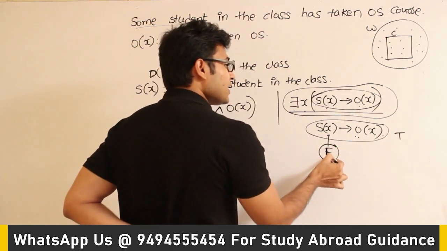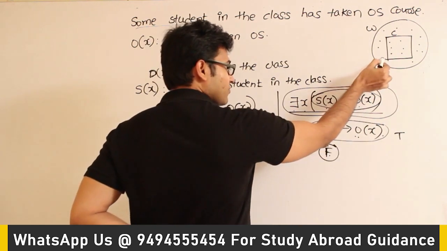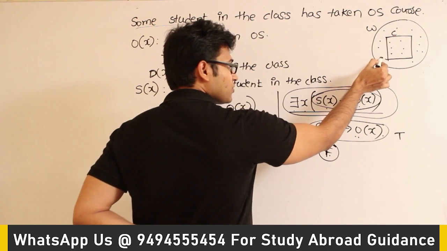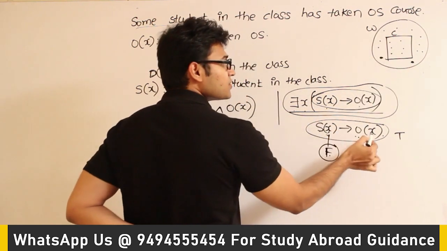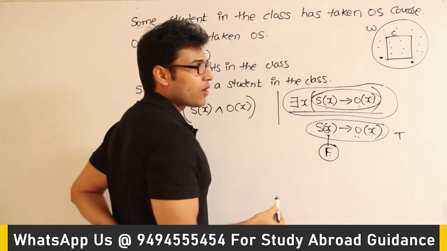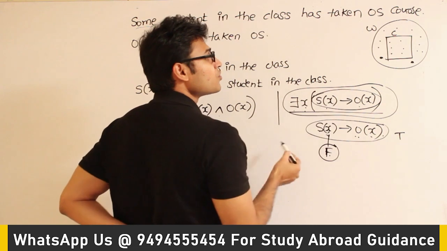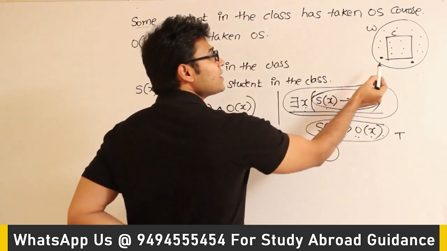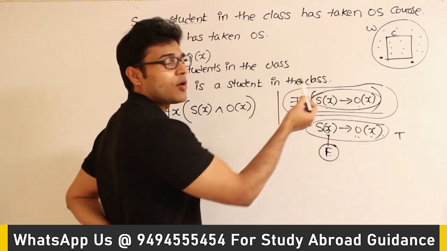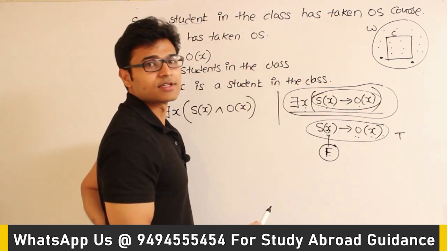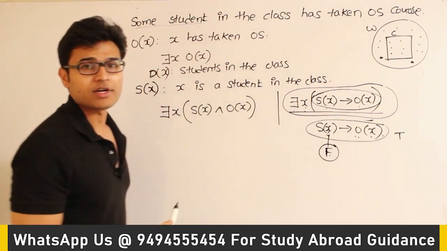What does it mean? Whenever X is not a student of the class, which means for any person who is outside the class, for any person, this entire statement is going to be true. Now if you are able to find out at least one such person, this entire statement is going to be true. So what does it mean? Even if no one in the class has taken the operating system course, this entire thing is going to be true, but that is not what we wanted.